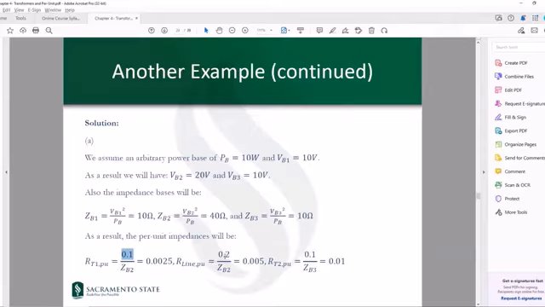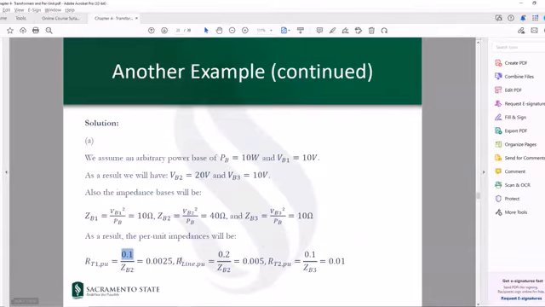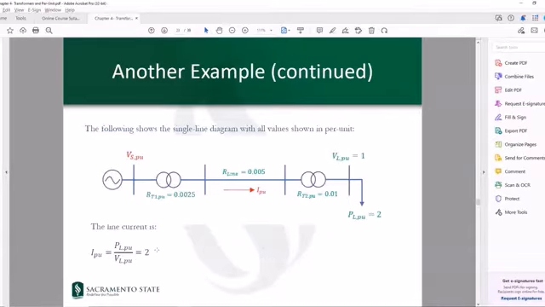R line in per unit is 0.2, its actual value over Z base 2. And RT2 in per unit would be found based on its physical value over Z base 3. So why Z base 3? That's because RT2 has been expressed on the 10 volt base side. Okay? Once you find the impedances, everything is converted into per unit.